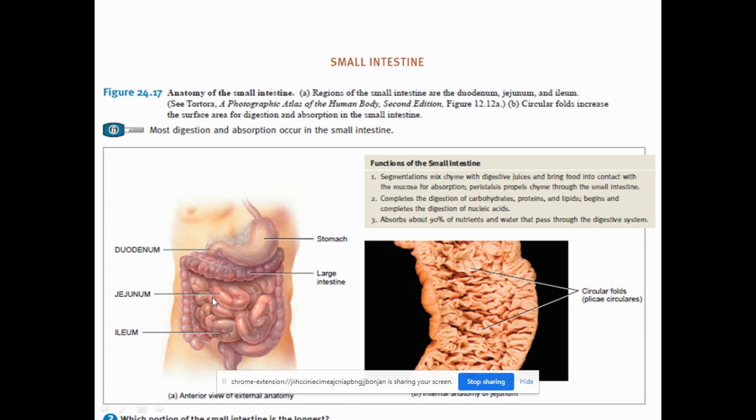So the last end of the ileum opens into the large intestine through a valve or a sphincter muscle called the ileocecal sphincter. Okay, ileocecal sphincter. So that we will see when you study about the large intestine. Okay. Now this particular structure shows the inner foldings of the small intestine.